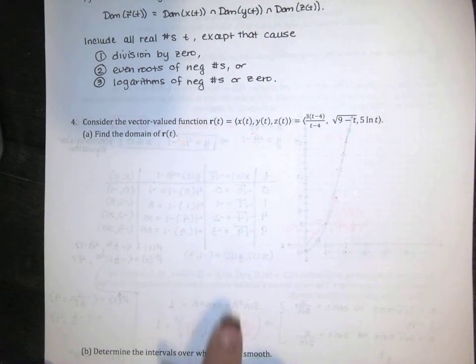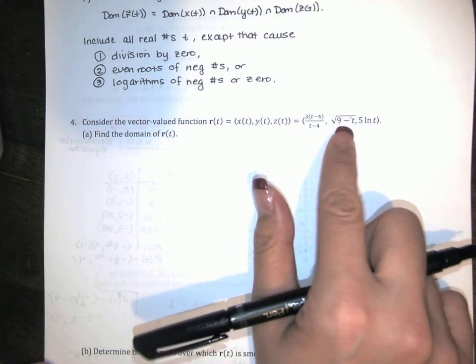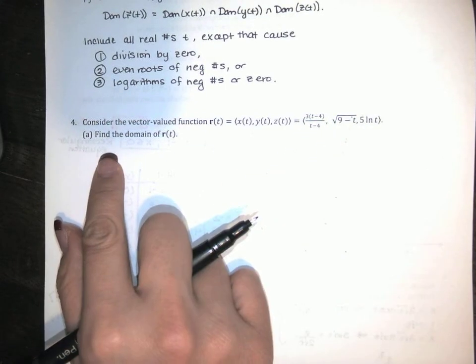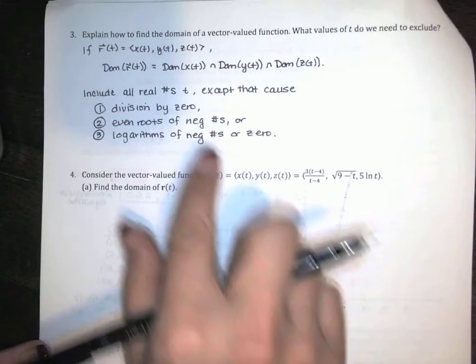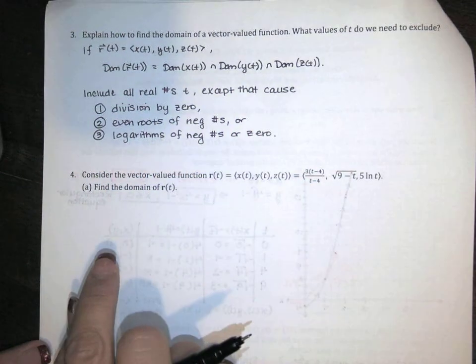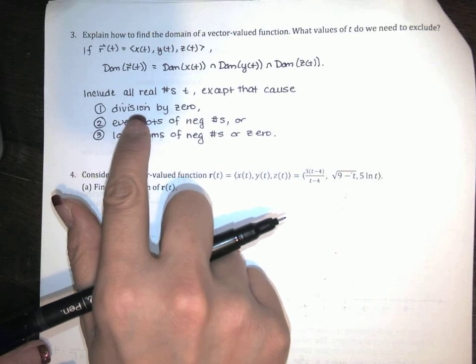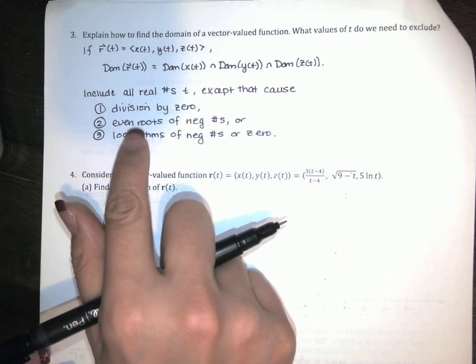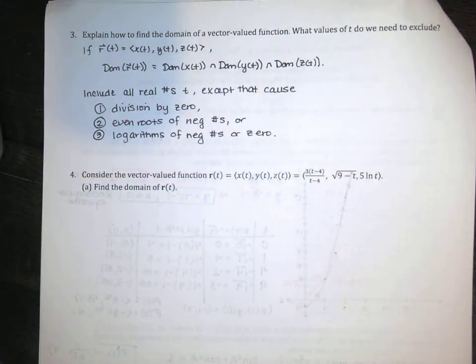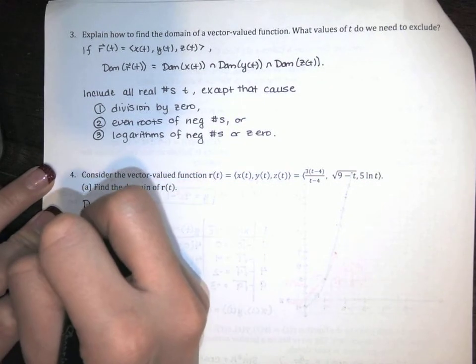Okay, so let's look at the rest of this. Now I've got R of t. It has 3 components, x of t, y of t, and z of t, and we're asked to find the domain. So the first thing I need to do is find the domain of these 3 guys, x of t, y of t, and z of t. And I have to remember that when I do that, I have to exclude any t that cause division by 0, even roots of negative numbers, and logs of negative numbers or 0. So I'm going to find the domain of x of t first.